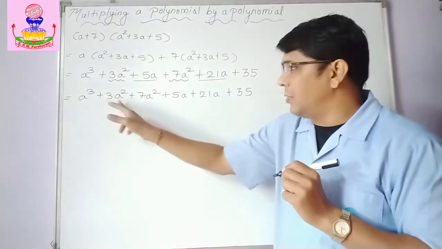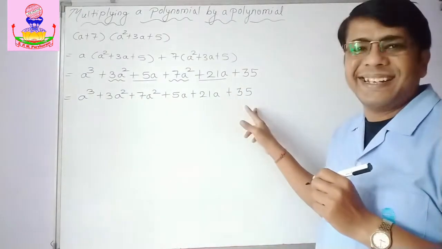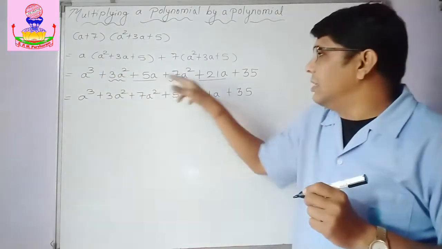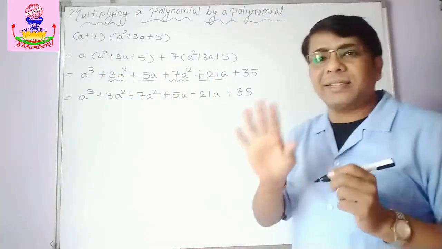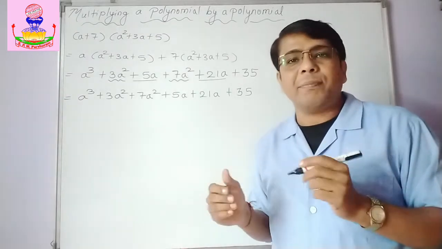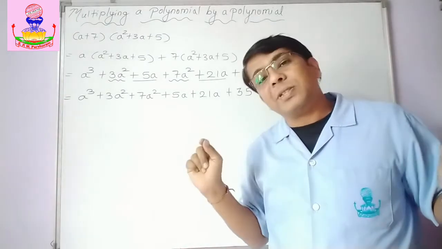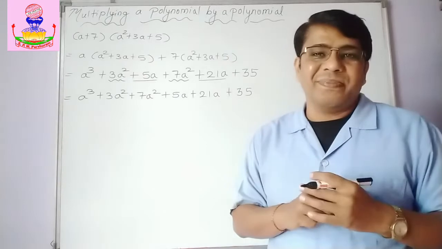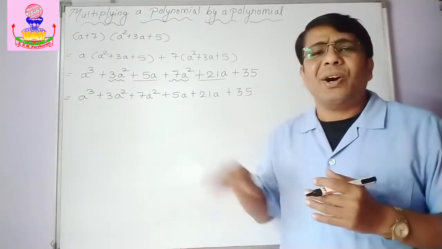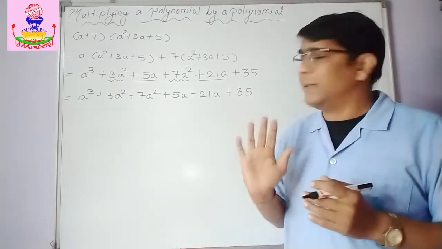So count the number of terms. 1, 2, 3, 4, 5, 6. See here. 1, 2, 3, 4, 5, 6, 6. So we are there. We have taken all the terms. Because what happens when there are many terms, it happens that you may forget one of the terms. So to avoid that, always count the terms, it becomes easy.